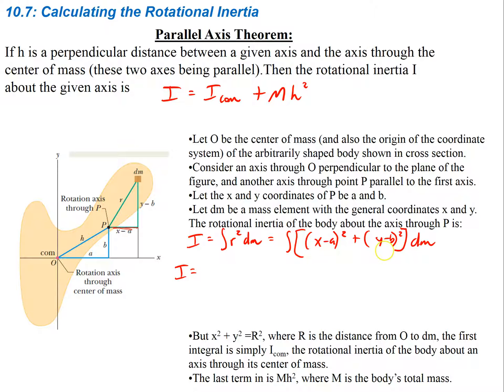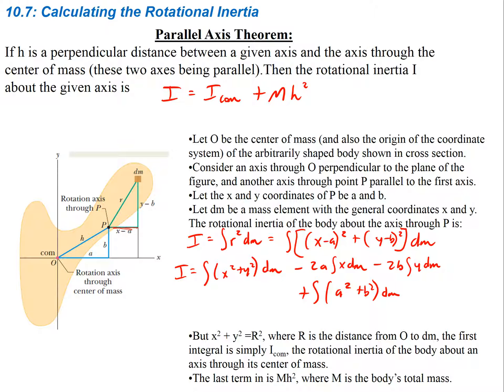When we multiply this out, we get one term that's going to be the integral of x squared plus y squared dm, right? Essentially, dm is multiplied by every term inside of here. And since there's going to be a lot of additions and subtractions, I can just take this integral and look at each term individually. So we have this first term. Then the second term is going to be minus 2a times the integral of x dm, right? That's coming from this term here. Minus 2b times the integral of y dm, right? That's coming from this term here. And then our last term is going to be plus the integral of what's left, which is a squared plus b squared dm.